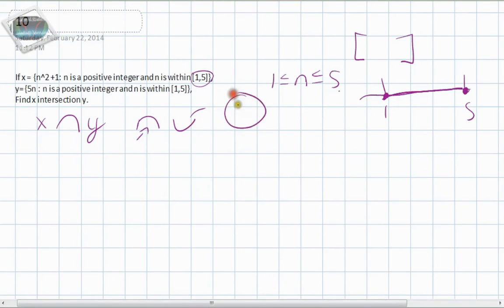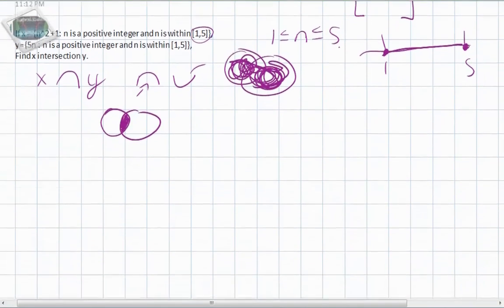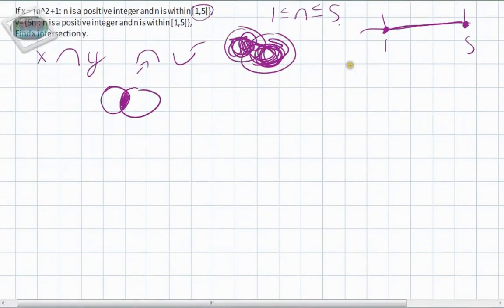So here is union. You would include everything from both circles, where they cross over and where they don't. If it's in both circles, you're including it. Here's intersection. You only include the area where they intersect. So there are some examples to help you understand the differences there. They want us to find the points that are common to both sets.